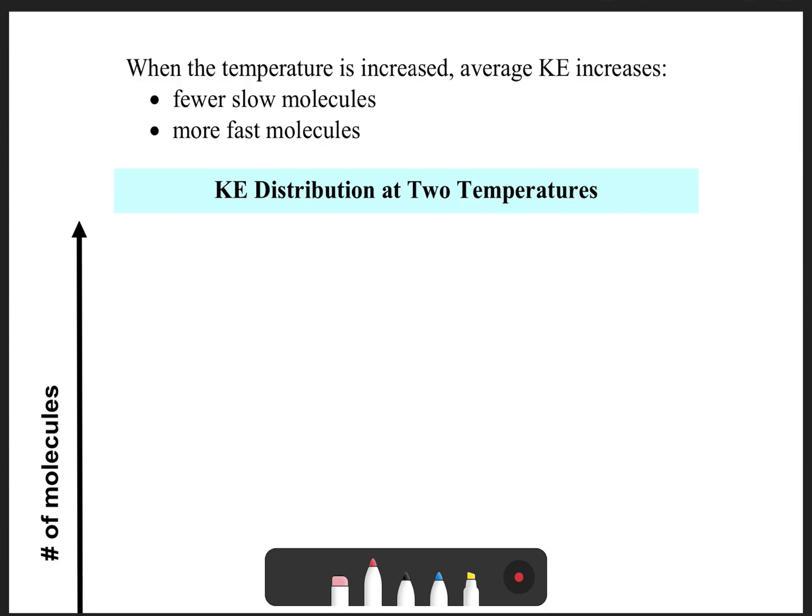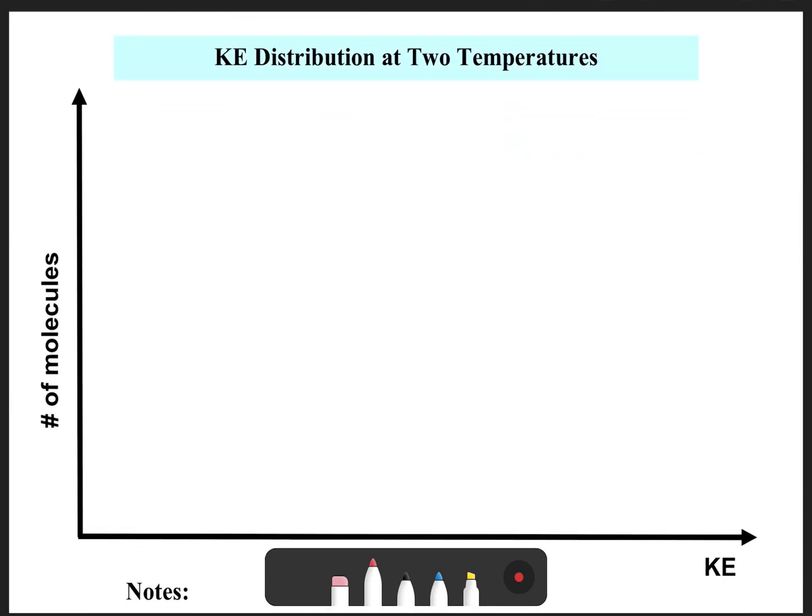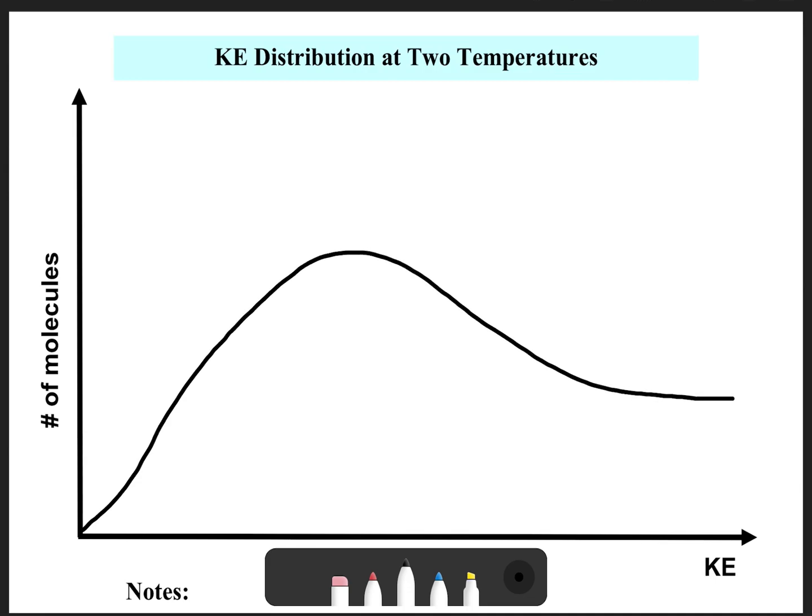Let's look at what happens to the kinetic energy distribution when we increase the temperature. When the temperature is increased, the average kinetic energy is increased. There are fewer slow molecules and more fast-moving molecules. So let's look at how this distribution changes at a low temperature and at a high temperature. Same axes as we started with, number of molecules on the y-axis, kinetic energy on the x-axis. At a low temperature, my kinetic energy distribution may look like so. And we'll say that the temperature that I'm going to choose is 25 degrees Celsius. We would also have the energy barrier here.